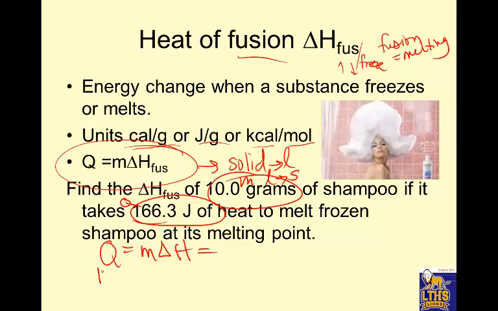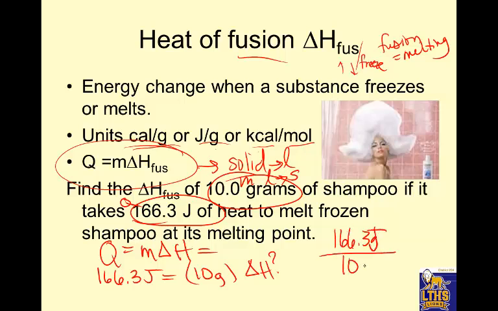Plug in the Q for 166.3 joules. Plug in the mass, 10 grams. What is the delta H? That's what we're trying to find. So we take the 166.3 joules divided by the 10 grams, and we get 16.63 joules per gram. So if you want to freeze or melt that shampoo, you need to put 16.63 joules into every gram to make it melt.